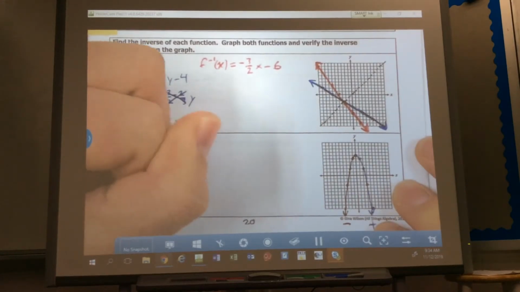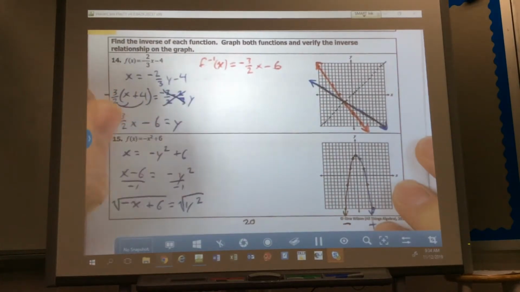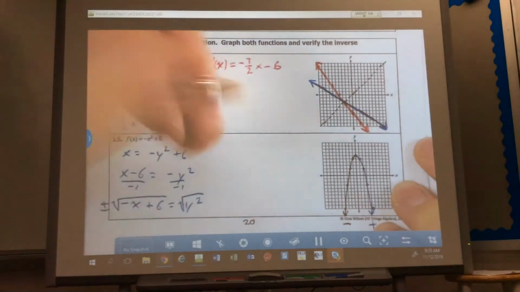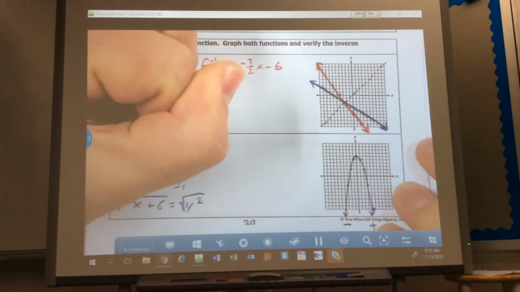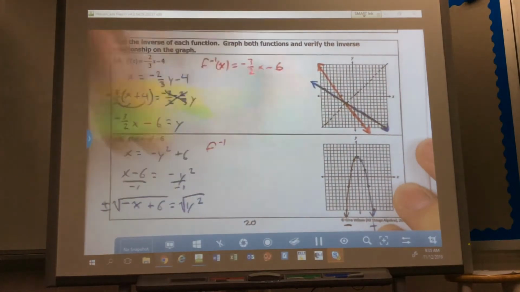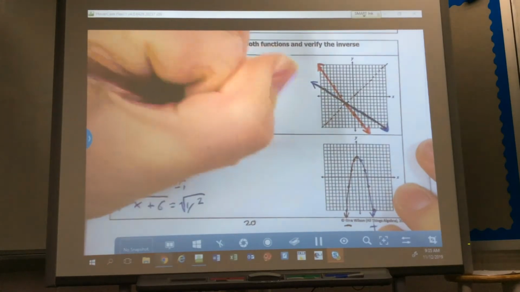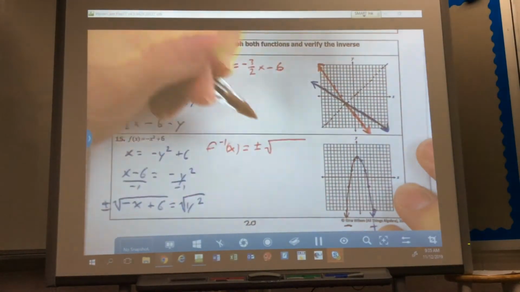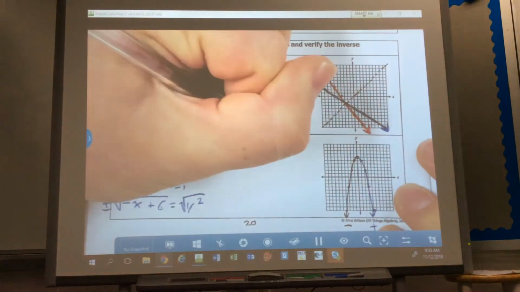You take the square root of both sides. Make sure that you add the plus or minus to it. And that's going to give me my inverse, which is the inverse function of x is equal to plus or minus the square root of negative x plus 6.